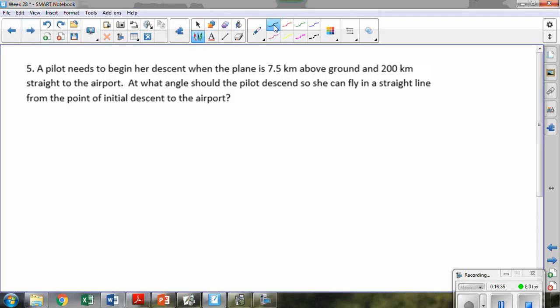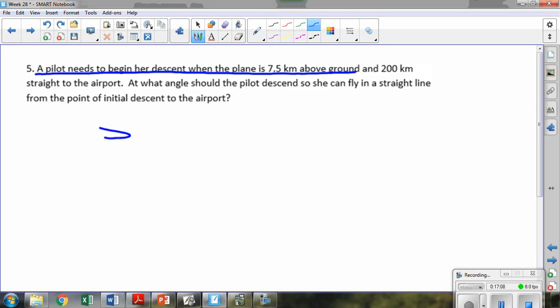How do we solve word problems? What's the first thing we always try to do? Draw a picture. If we can get a picture, then we can start looking at it and say, this is what I need. So let's go from here. The pilot needs to begin her descent when a plane is 7.5 kilometers above ground. What does this tell you? What does that look like?